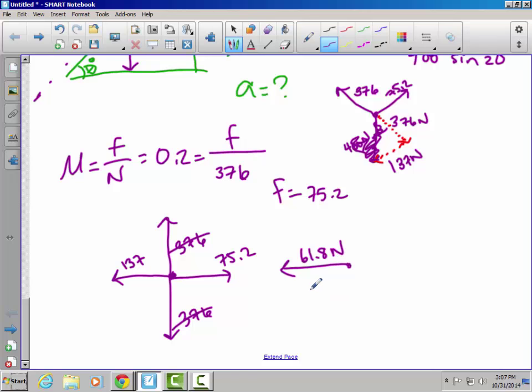So if that's our net force, we have a net force expression like this. Our net force is 61.8. Our mass is 40. So that tells us that the acceleration of the kiddo is 1.55 meters per second squared.